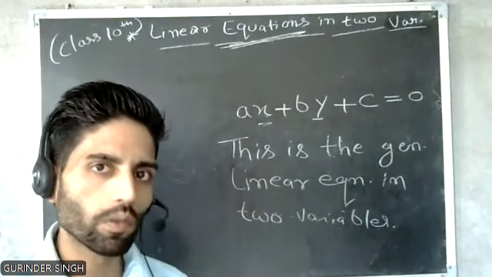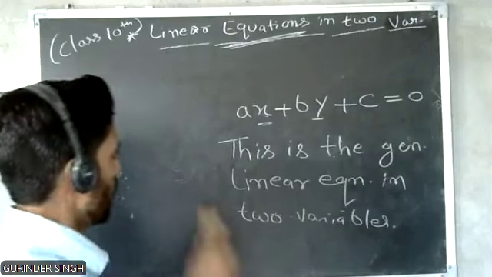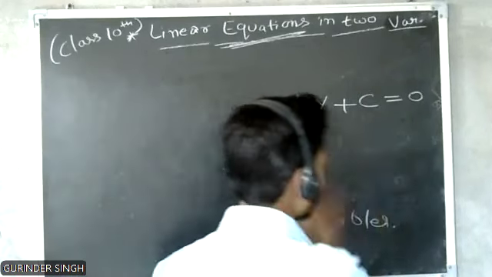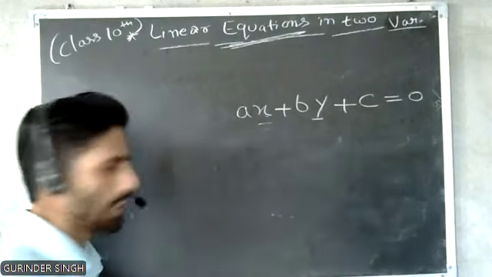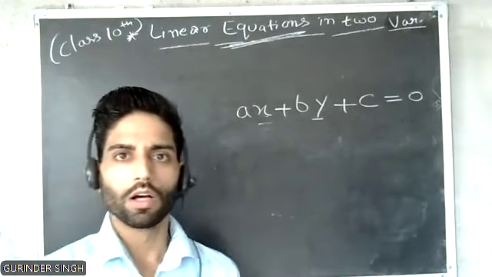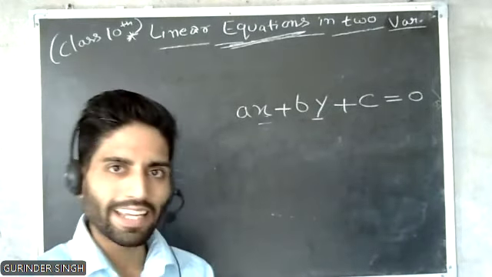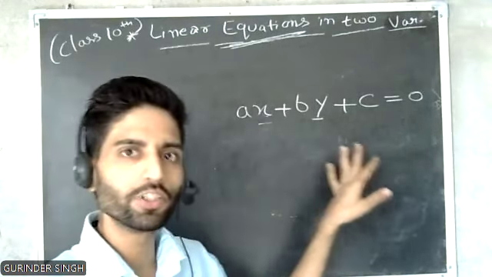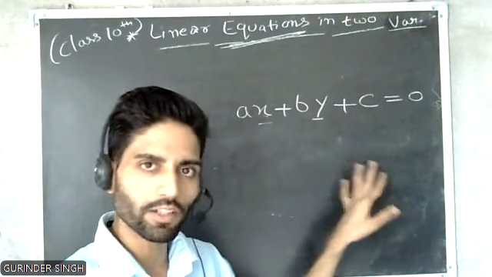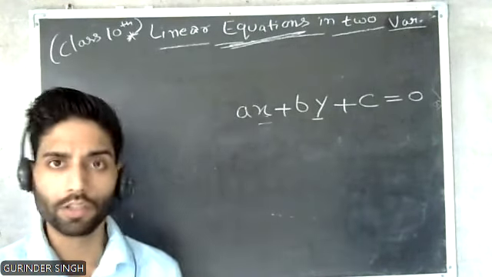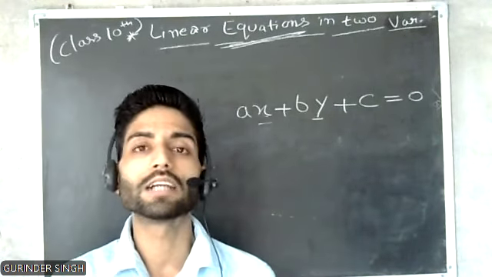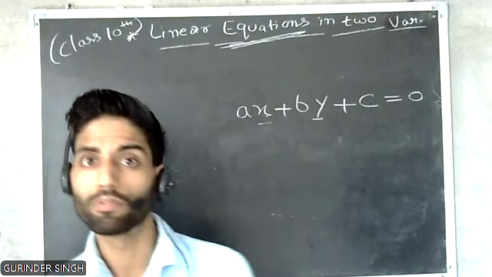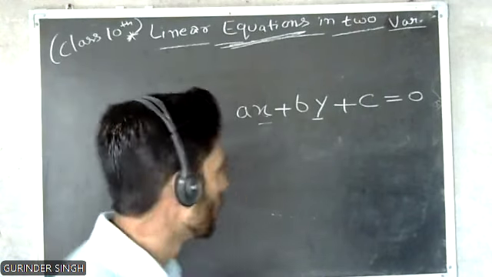Can we draw a graph of a linear equation in two variables? The answer is yes, and I'll tell you how. If you draw the graph of a general linear equation in two variables, the graph will always be a straight line, right?